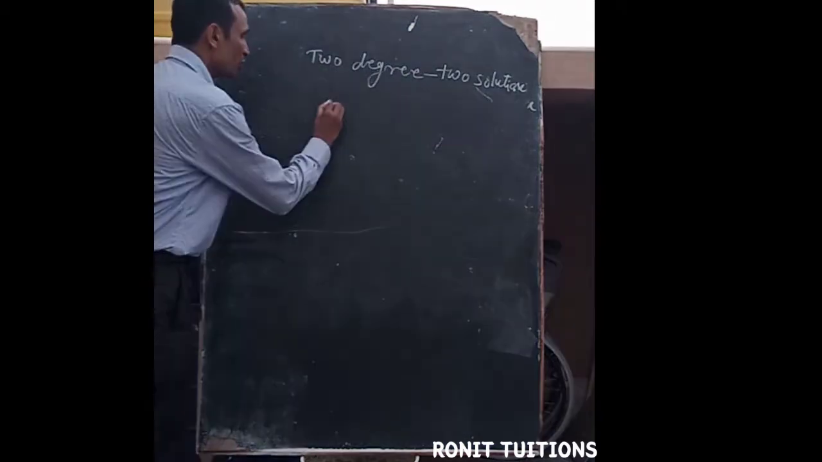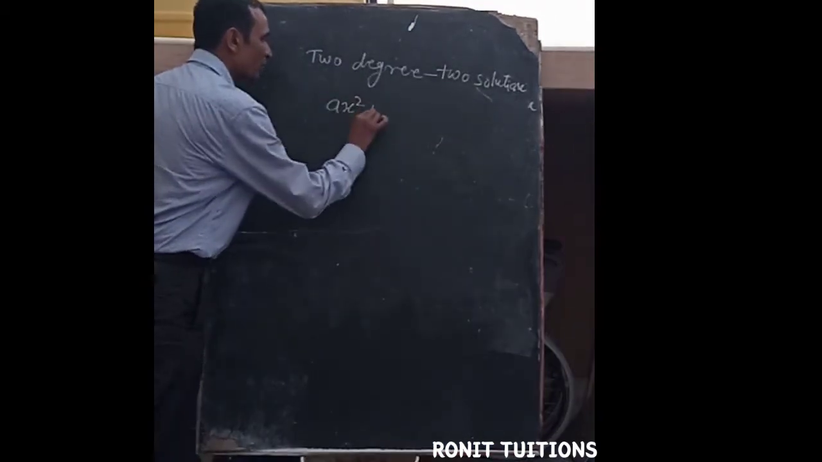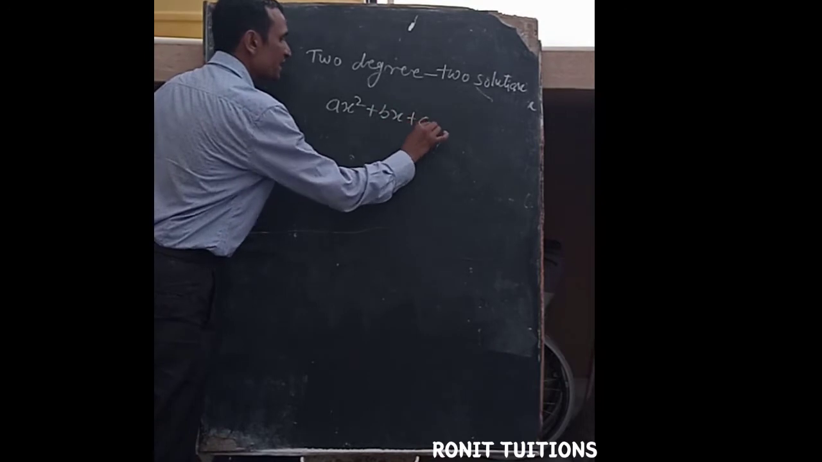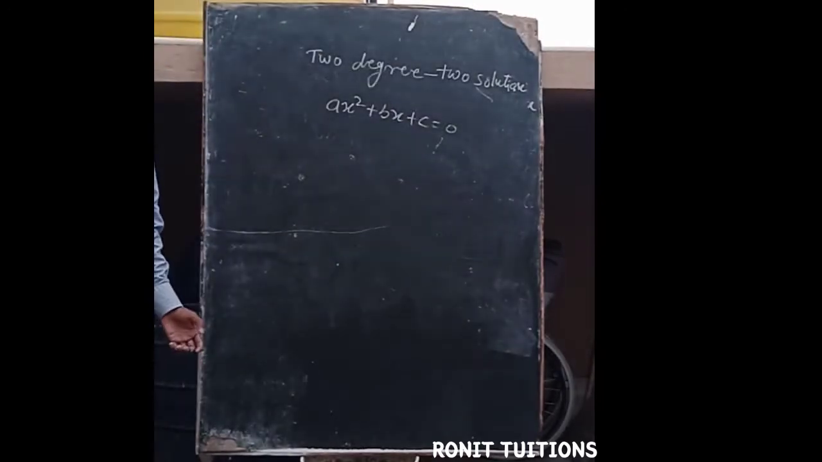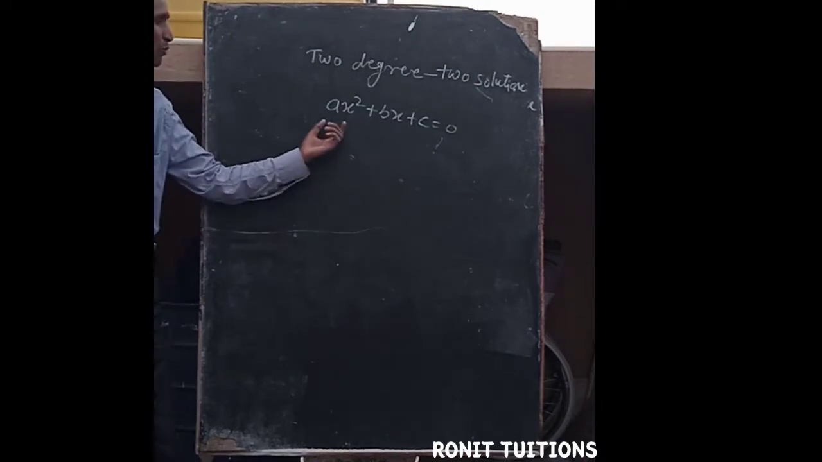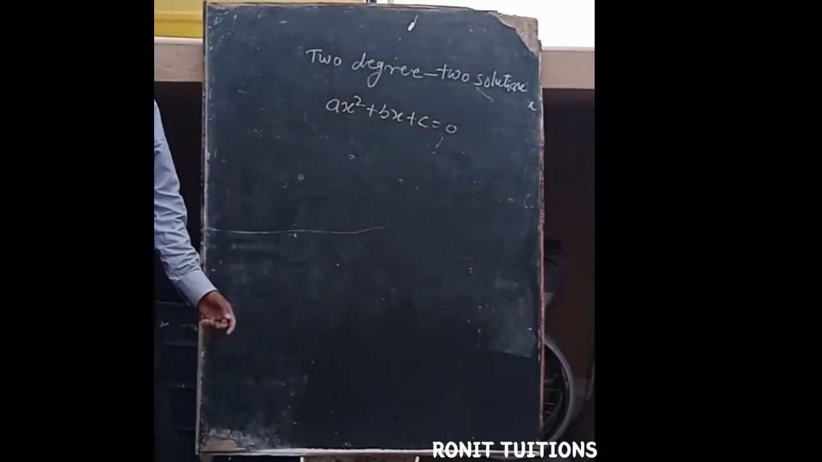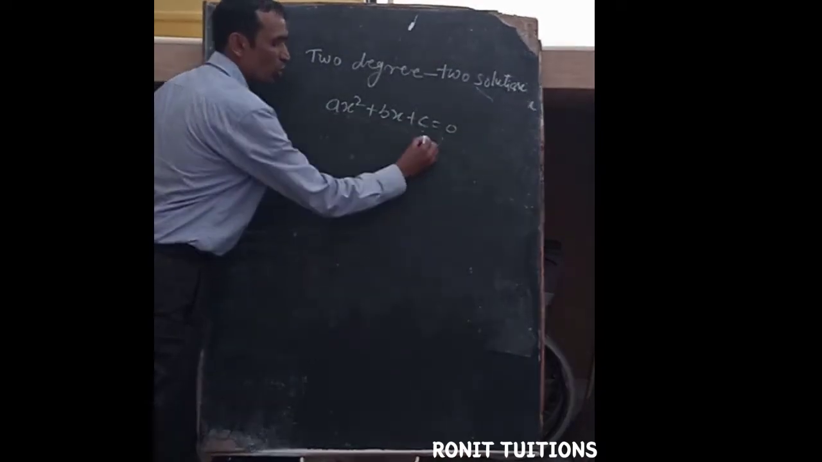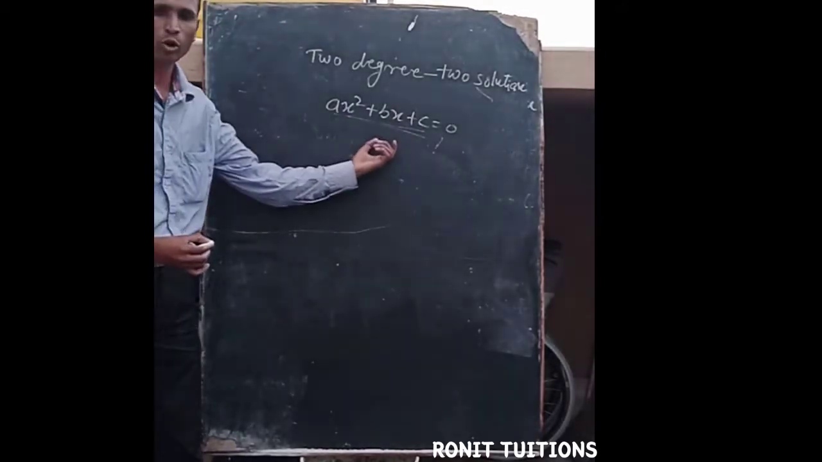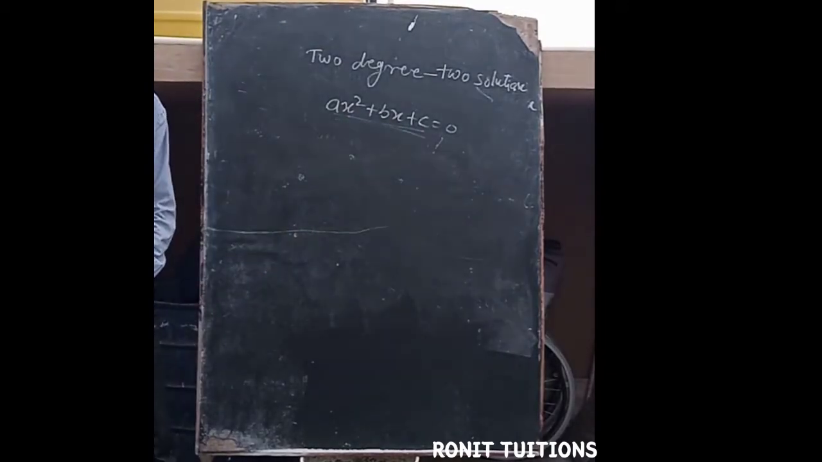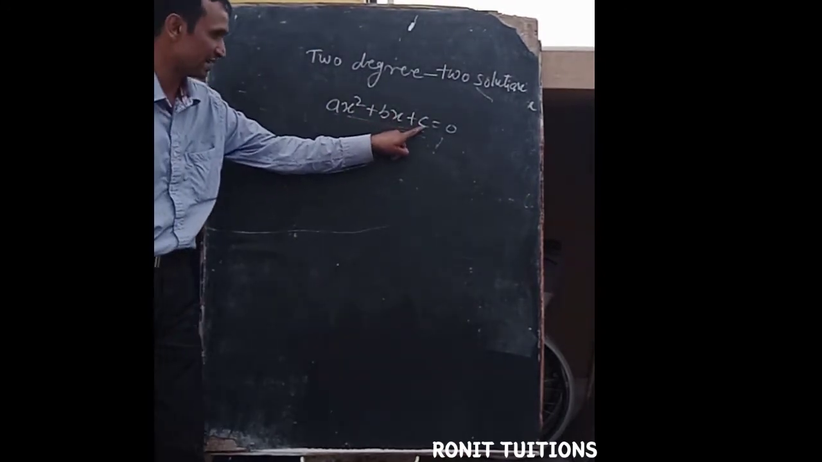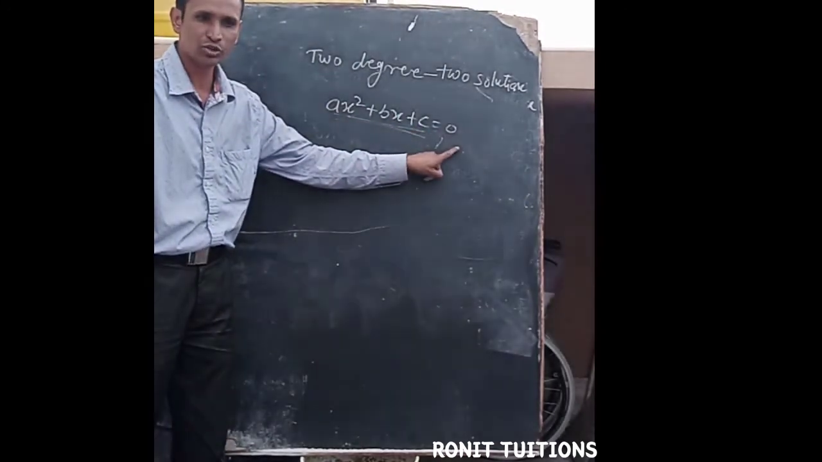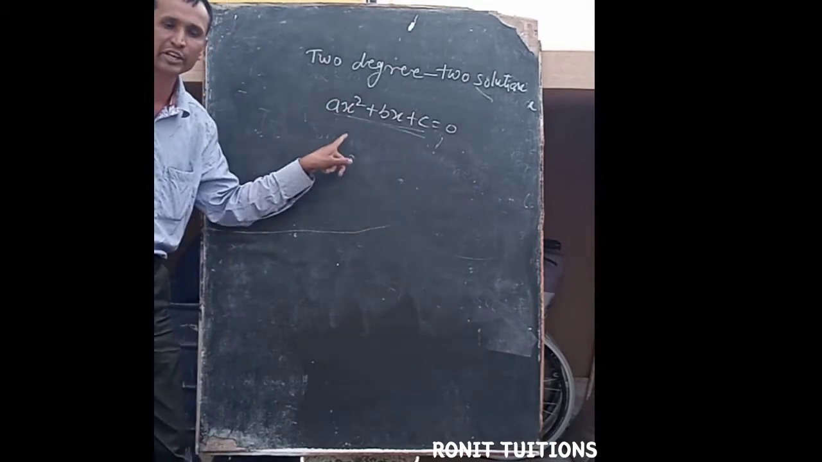Next, we can write it as ax square plus bx plus c is equal to 0. This is the 2 degree equation, or the standard form of the quadratic equation. What is the standard form of the 2 degree polynomial? ax square plus bx plus c is equal to 0. This is called quadratic equation also.